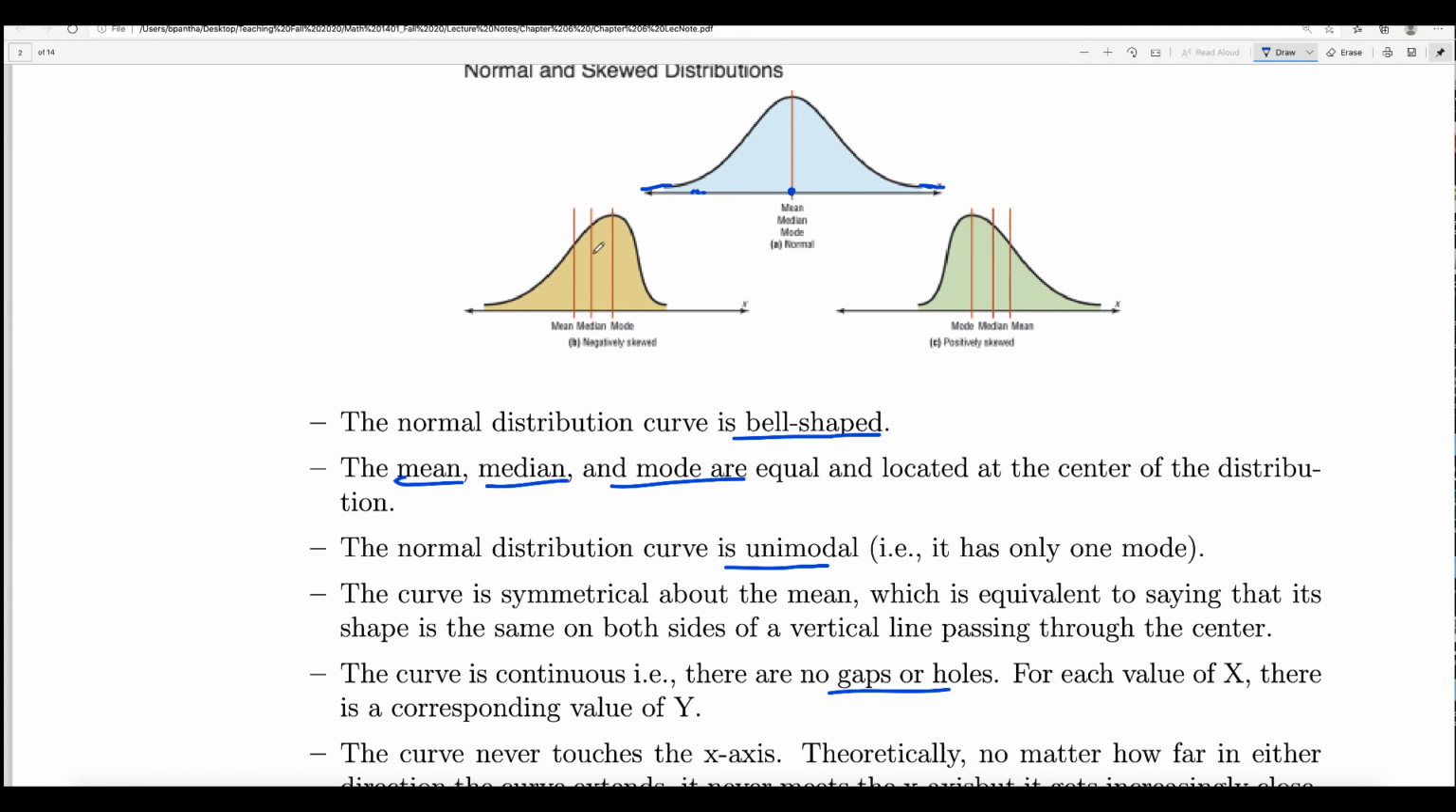These two curves are not normal. This one is left skewed, or left tailed. This one is right tailed, or right skewed. And this is the normal distribution, which is basically a symmetric, continuous, bell-shaped curve.